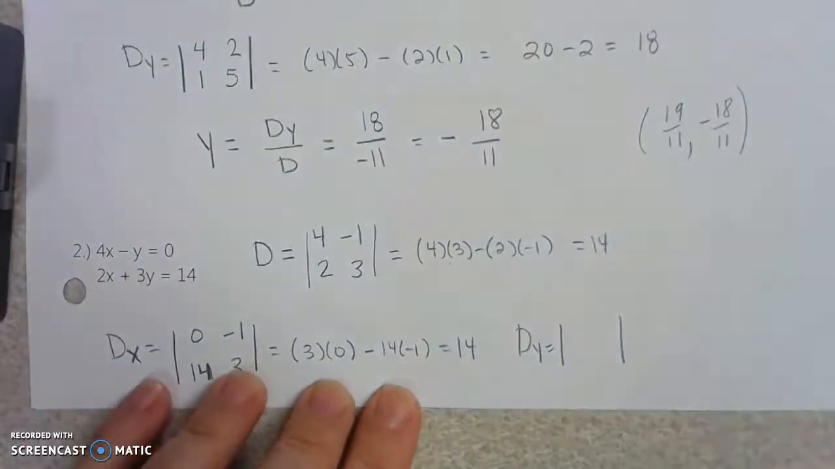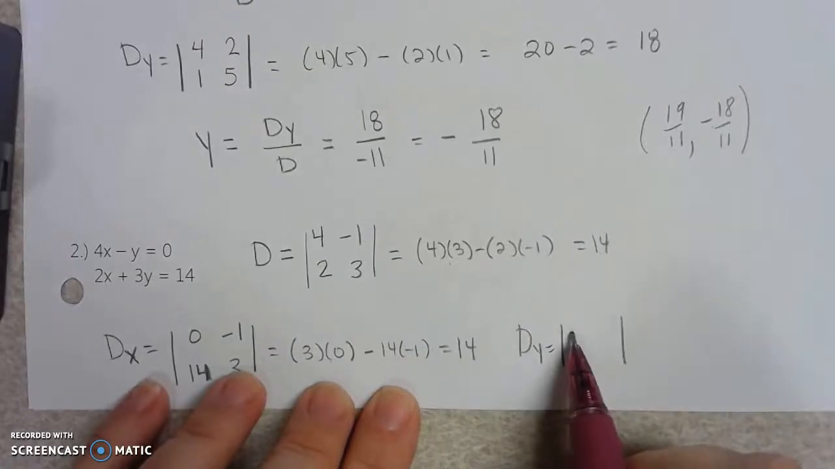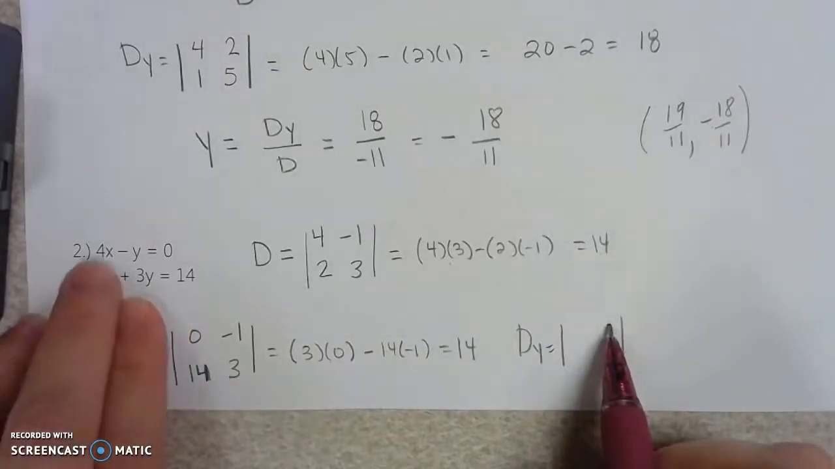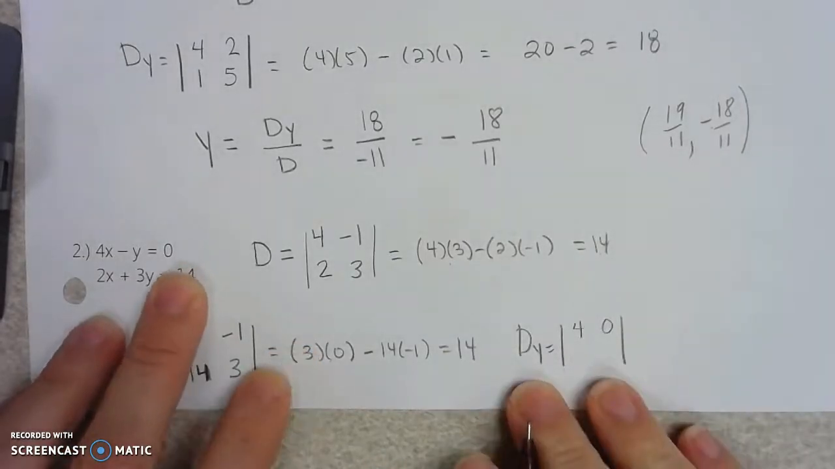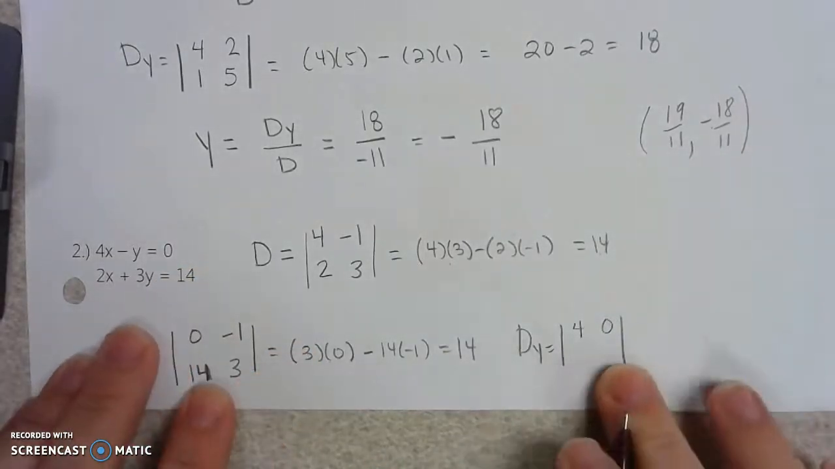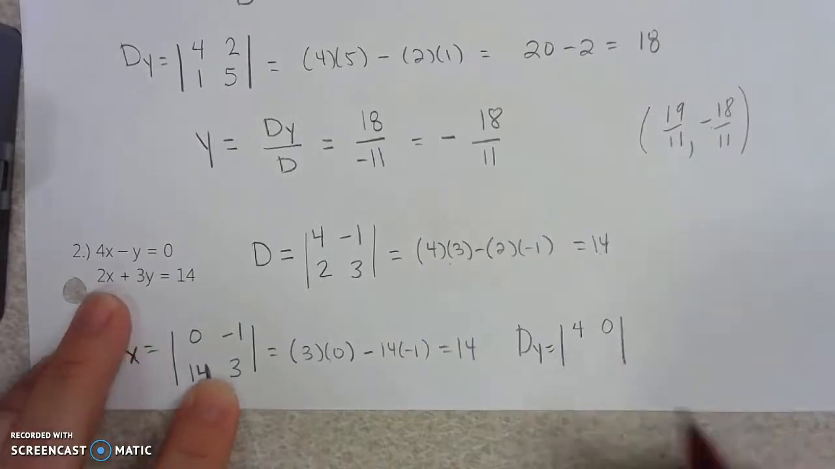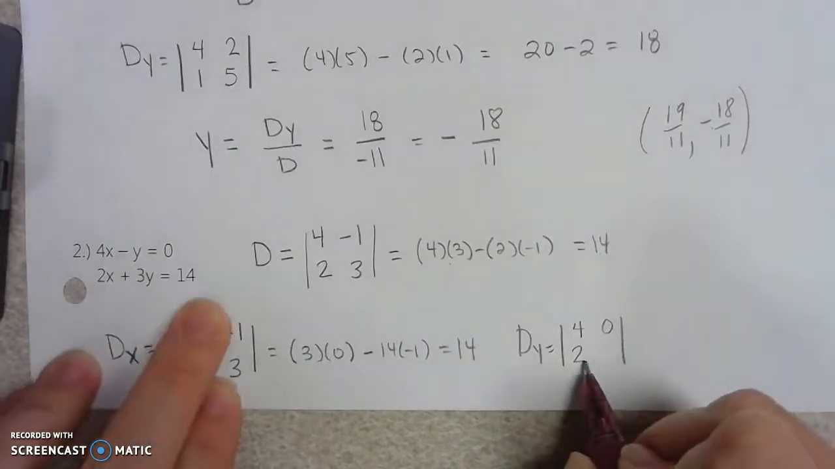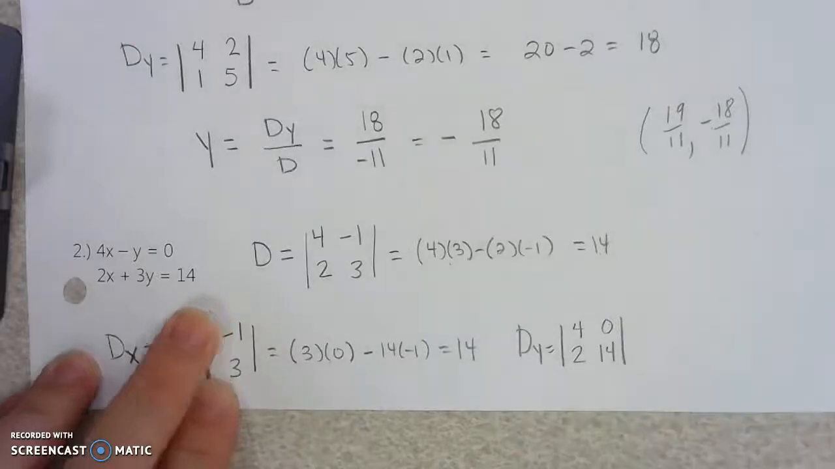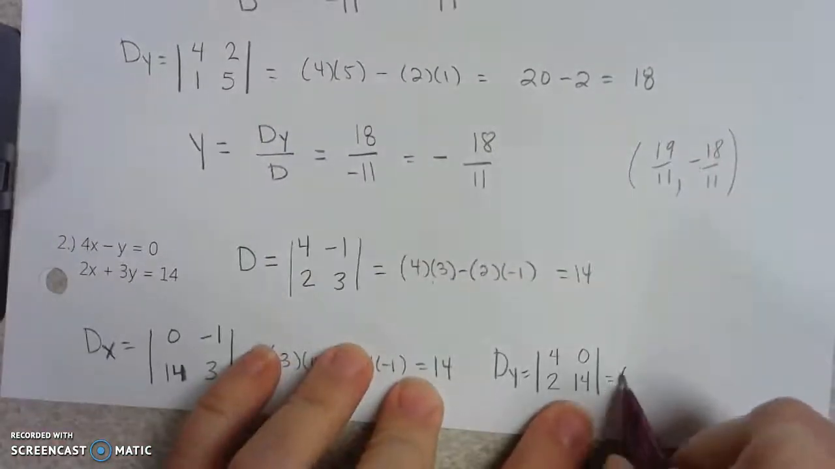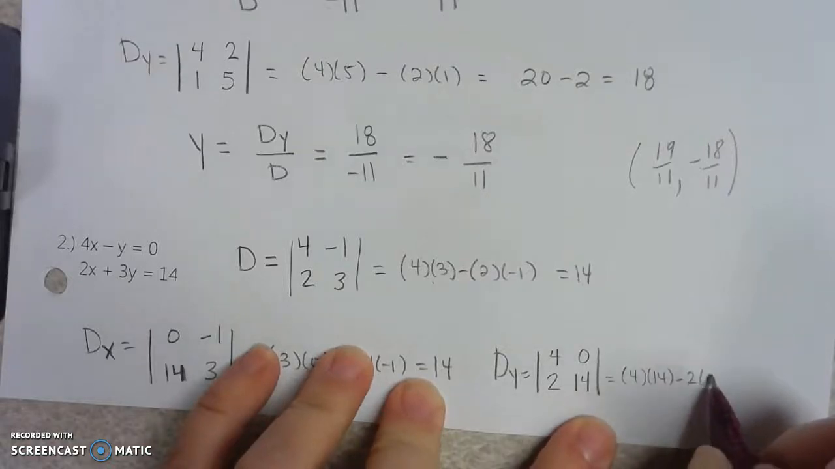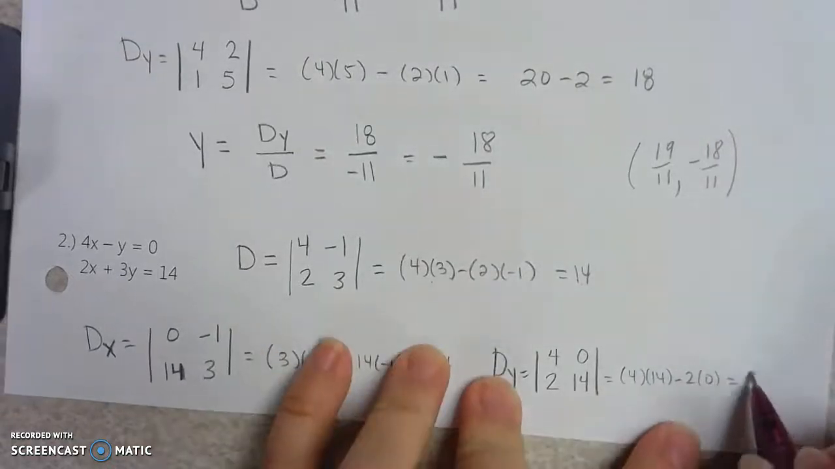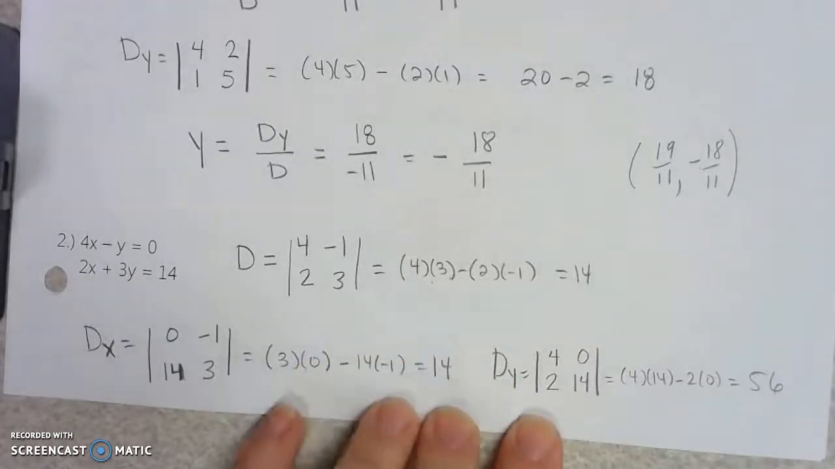Alright, I'm going to go ahead and find d sub y. Remember, d sub y is, in the first row, a1, c1. So a1 is 4, c1 is 0, and then the second row is a2, c2. a2 is 2, c2 is 14. Then I'll multiply diagonally. 4 times 14 minus 2 times 0, and that gives me 56.